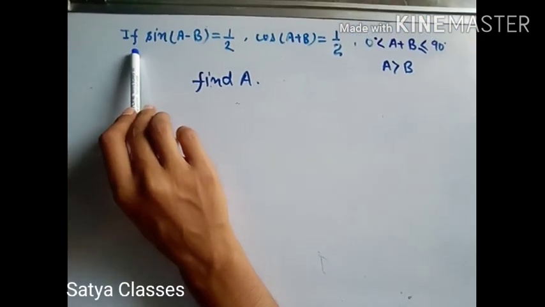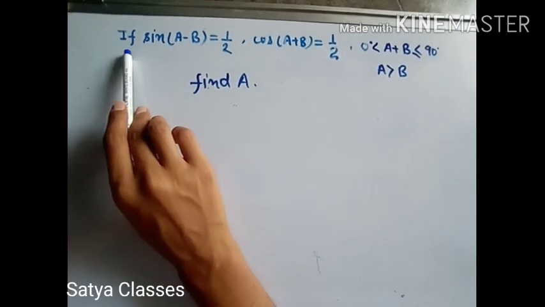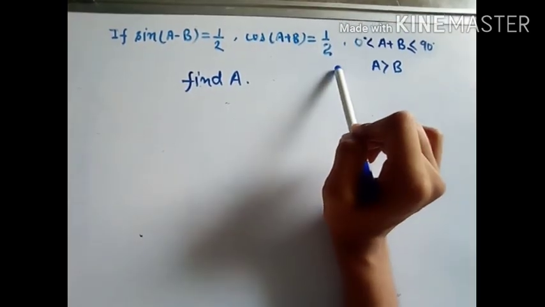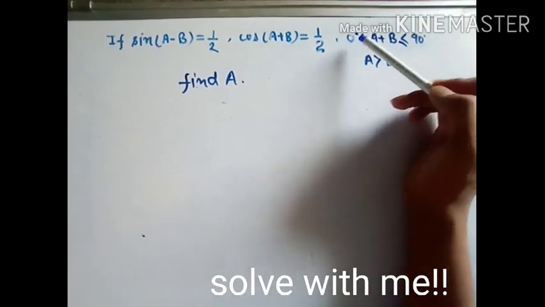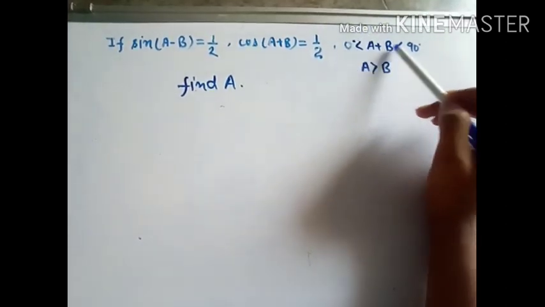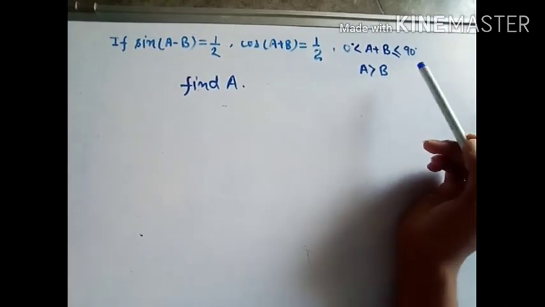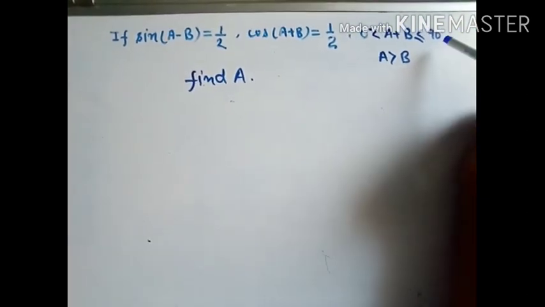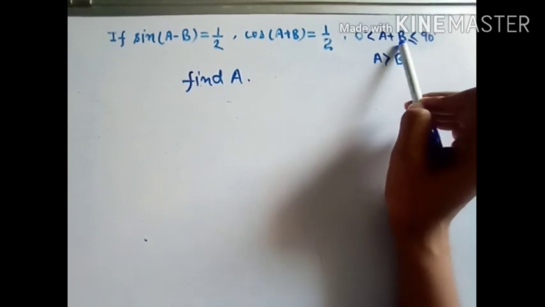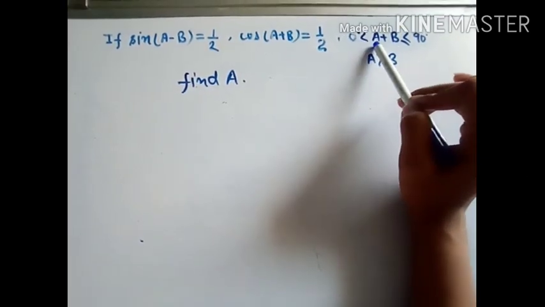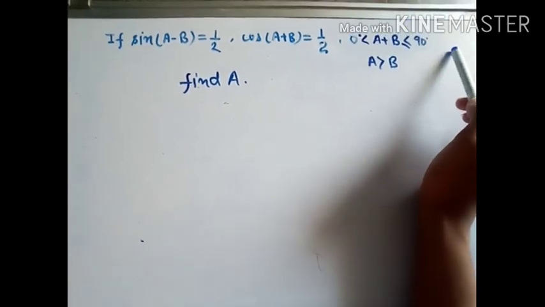Coming up next, I'm taking an example from the NCERT book, and the question is, if sine a minus b is equal to 1 by 2 and cos a plus b is equal to 1 by 2, where 0 is less than a plus b is less than or equal to 90 degree. This is the condition, and one more condition, a is greater than b. So guys, what these conditions are indicating? These conditions are indicating that the sum of these two angles is equal to or less than 90 degree. Means when we add both the angles, they will not be greater than 90 degree.